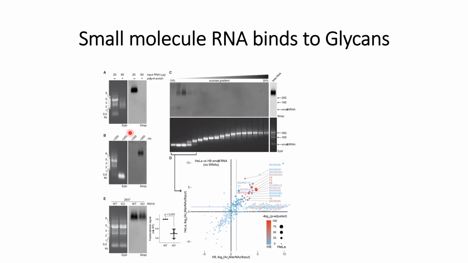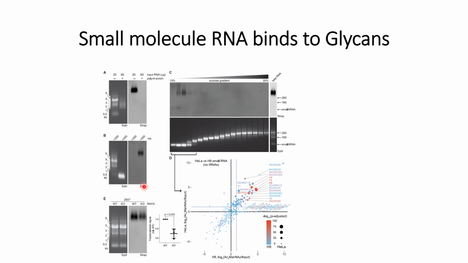So they separated the high molecular weight RNA and the low molecular weight RNA, and then ran the RNA blotting. Contrary to their previous assumption, they found that most of the RNAs are less than 200 nucleotides. So these are the small RNAs that bind to the glycan, not the big RNA.